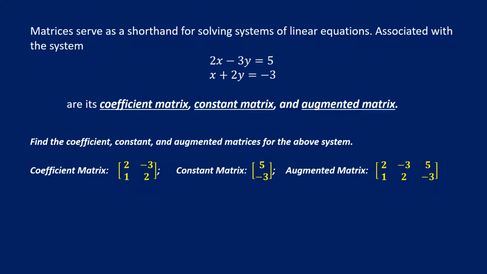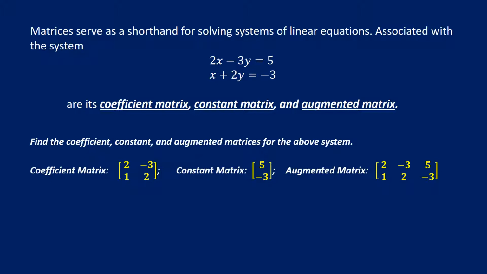The constant matrix is going to represent what each equation is equal to. So because the first equation is equal to 5, 5 is going to go in row 1, and negative 3 is what the second equation is equal to, so that's going to go in row 2.